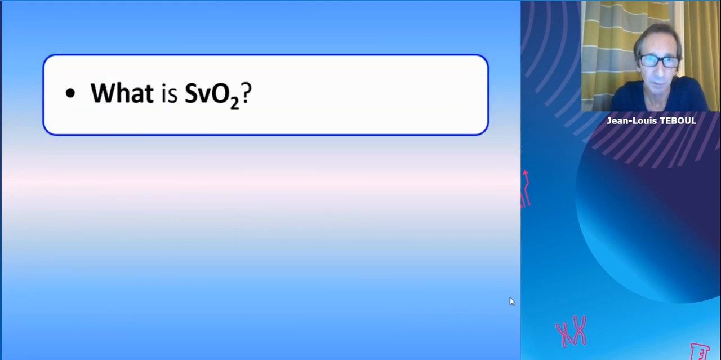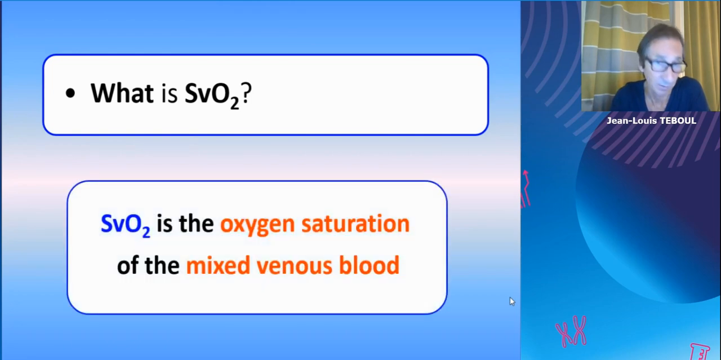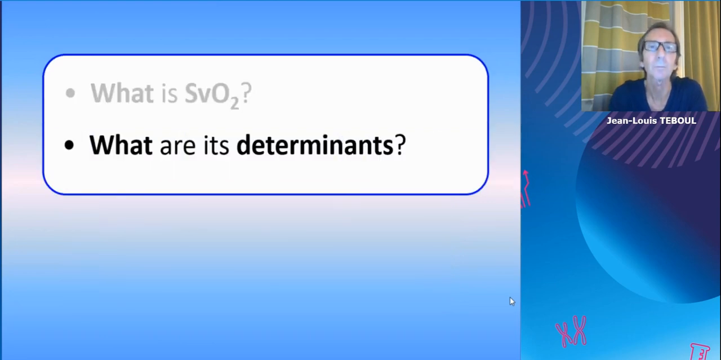What is SvO2? This is the first question I want to answer. SvO2 is the oxygen saturation of the mixed venous blood, which can be obtained at the level of the pulmonary artery using a PA catheter, for example. What are its determinants?